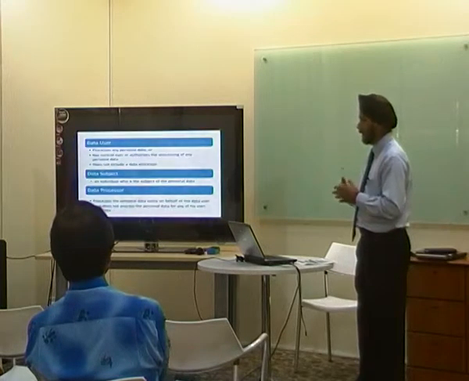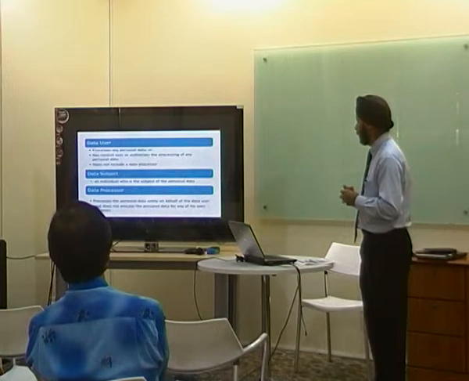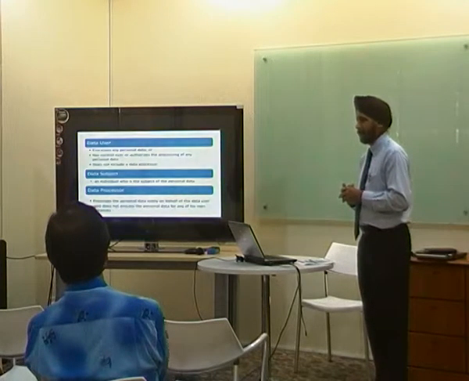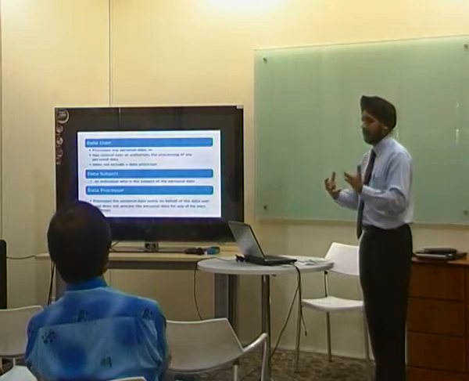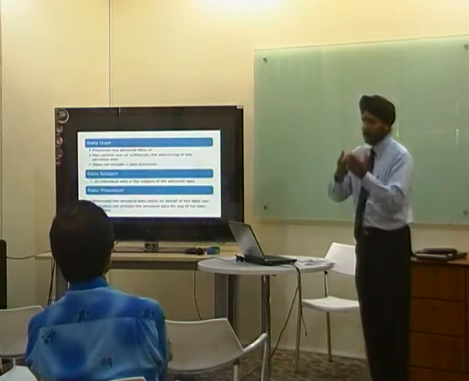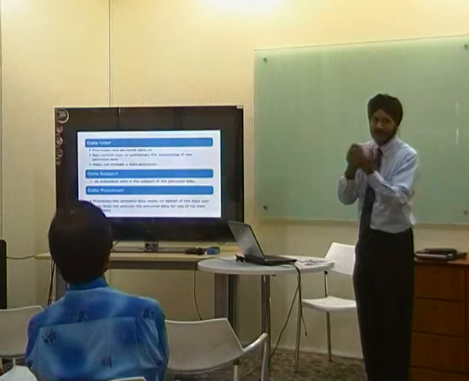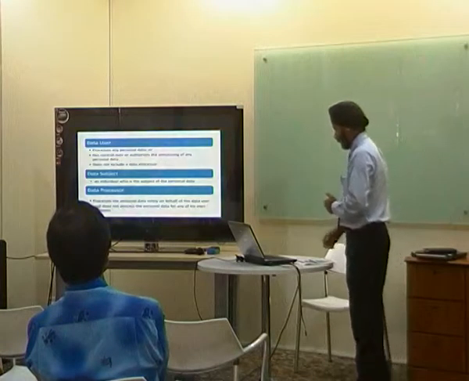The data processor is anyone who actually processes the data on behalf of the data user. For example, if we collect the data and then we give it to a third party to process, that party becomes the data processor.